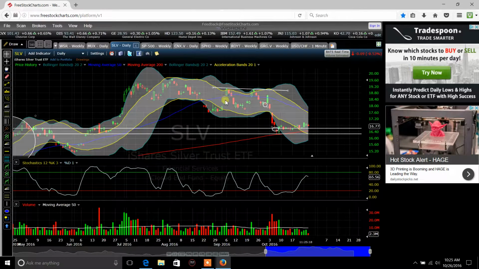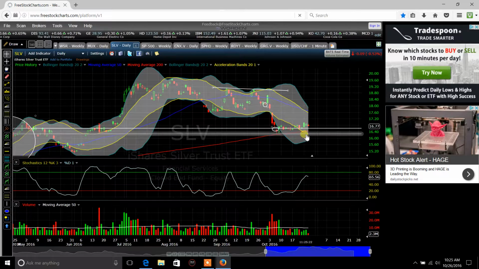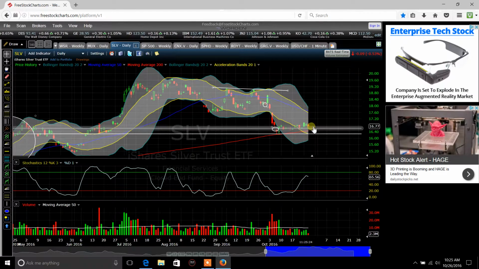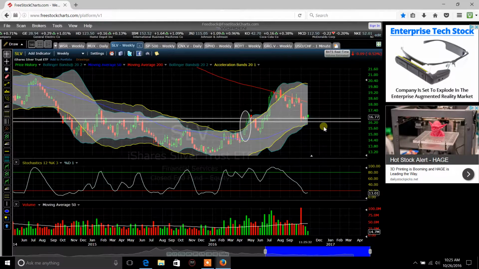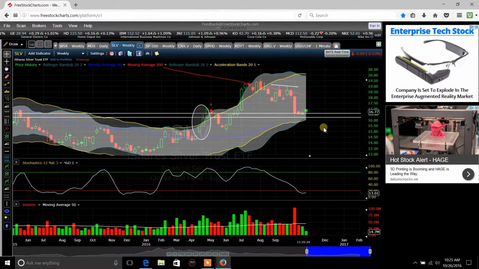But the 50-day moving average is on top right now. It's acting as resistance, and it's kind of going into a sideways trend. So I don't really know if silver's going to go up or down just yet. We'll have to wait and see what it does come a little bit closer to election time. When I say closer, I mean like a couple days out, because right now we still have a couple weeks. So it'll be interesting to see what happens.